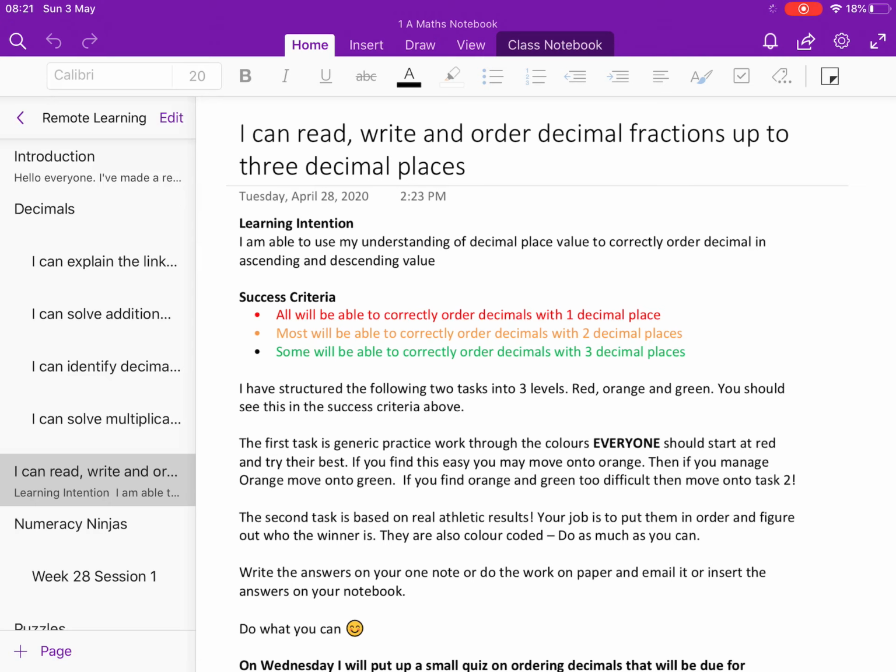I've structured the following tasks into those 3 levels. The first task is generic practice, and everyone needs to work through the colours. Start at red and try your best. If you can only manage red, that's fine, you can stop there. If you can go on and do orange, that's great. Push on and do that. And if you can do green, that's even better. Push on and do as much as you can.